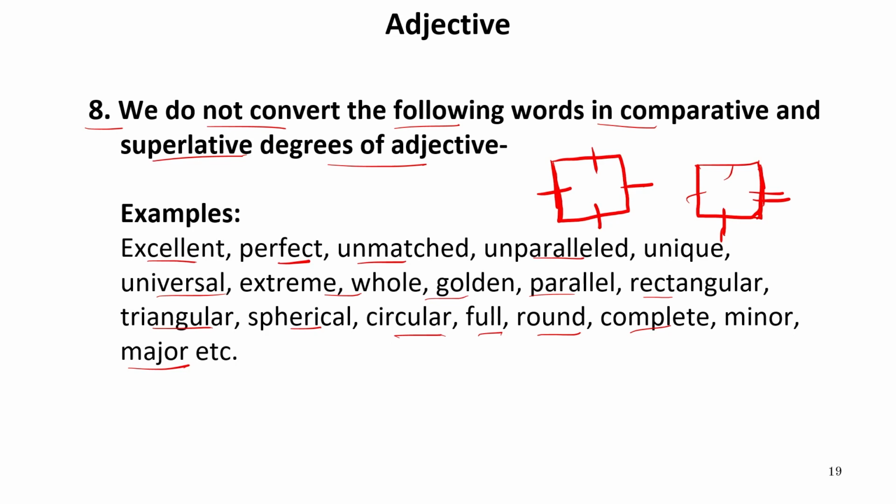For example, if a word is right, obviously it will be right. You cannot say more right or most right. Now, if I say something is unique, obviously it is unique. I cannot say that it is more unique or less unique. No, because these words are already comparative or superlative words. We cannot make them comparative or superlative. We cannot use more or most before them.